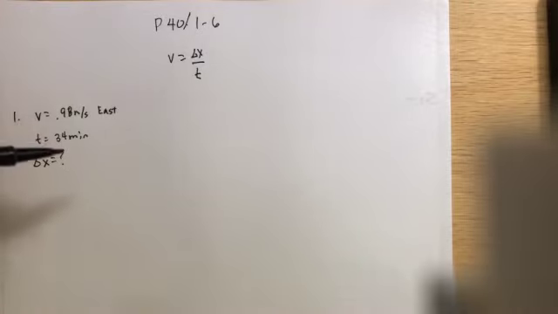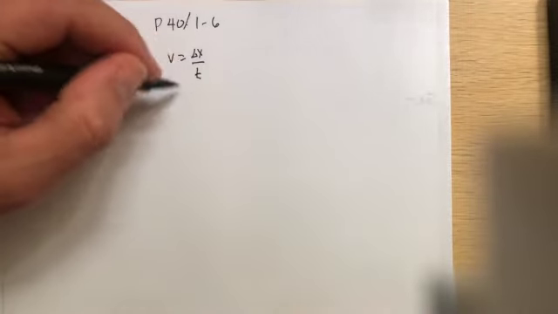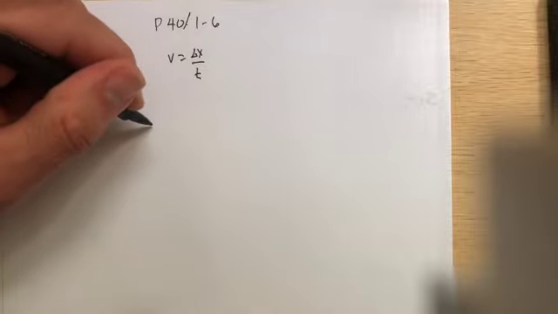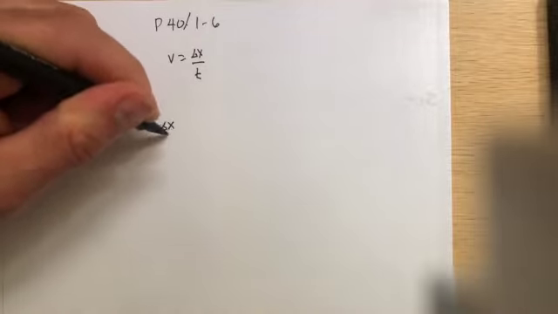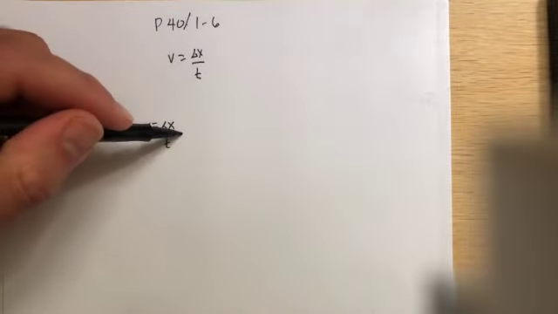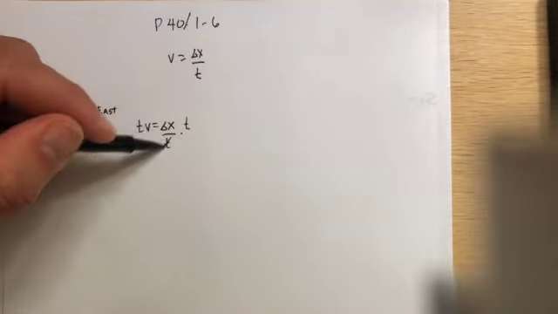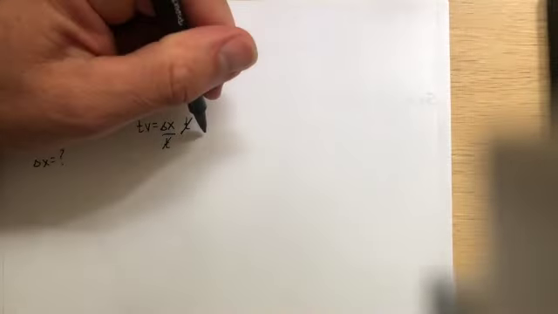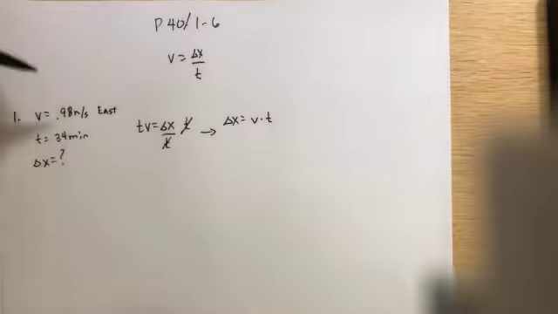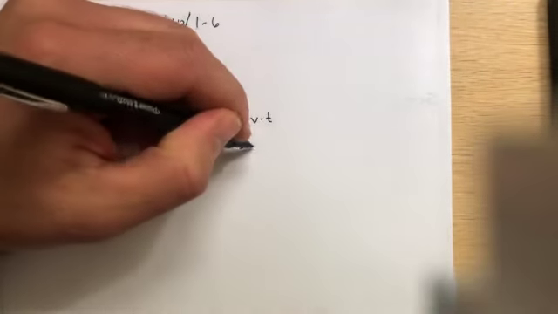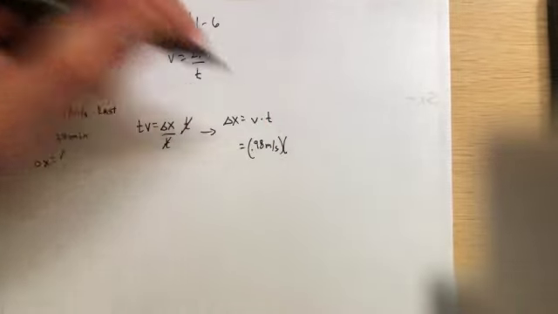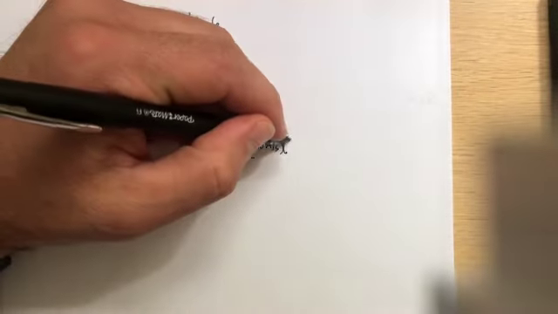All right, now I want to solve for delta x. This is the equation I have, so I'm going to rearrange it to solve for delta x. So v equals delta x over t. Let's get rid of t here, multiply both sides. Let me rewrite that a little more neatly: delta x equals v times t. And now I can multiply 0.98 meters per second times 34 minutes.